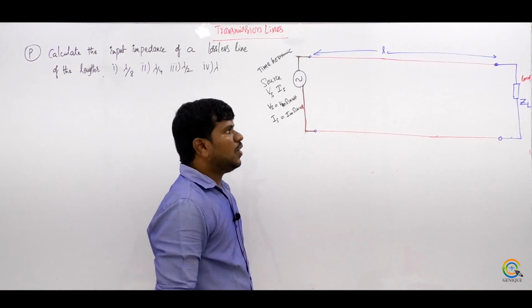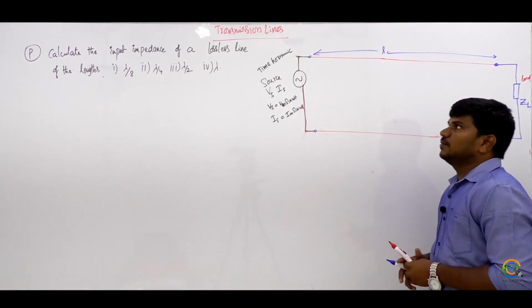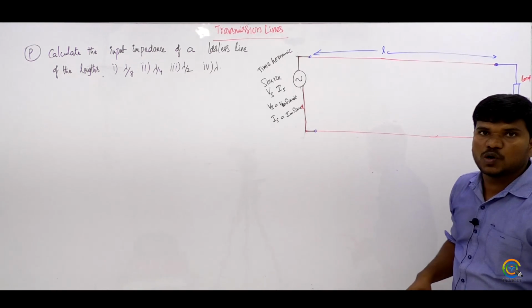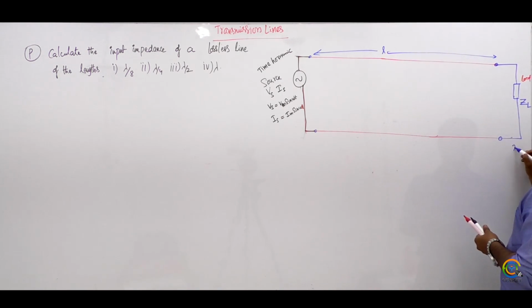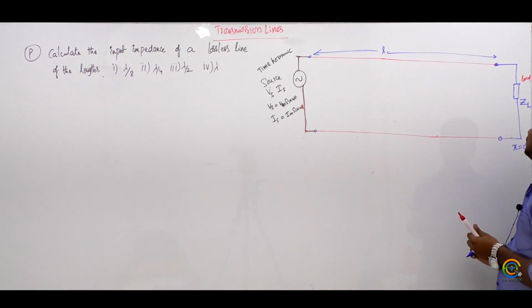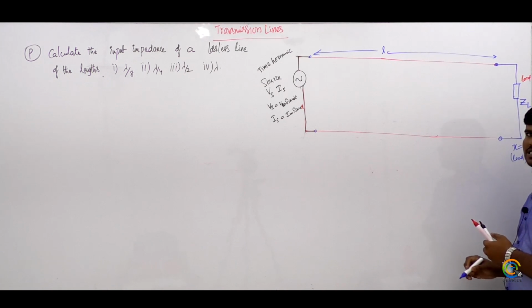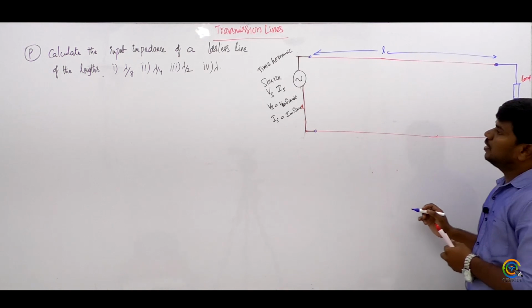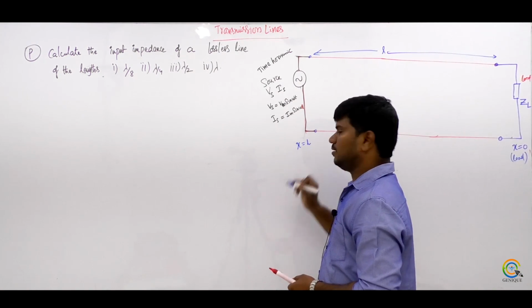Because I am analyzing my parameters from the load point of view, I am naming this here at x equals to 0. If it is x equals to 0, what does it mean? It is at the load. X equals to 0 means at the load. Here I am naming this x is equal to L.